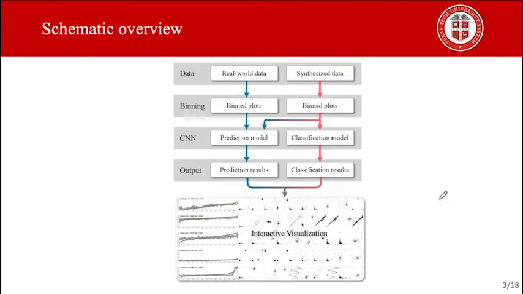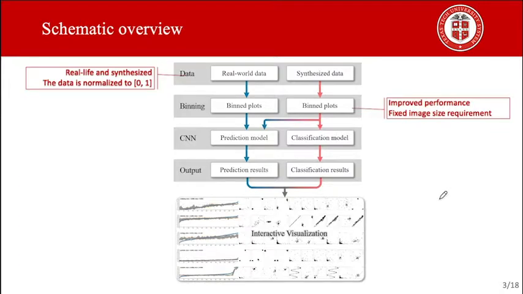This is a schematic overview of our approach. In the first layer, we generate synthesized data as well as use real-life datasets. The data is then normalized into the range of 0 to 1. This normalization conforms to the original scagnostic implementation, and it helps make sure that one variable is not going to dominate the others. In the second layer, we also apply binning in order to improve performance. This binning is also required by the original scagnostic implementations.